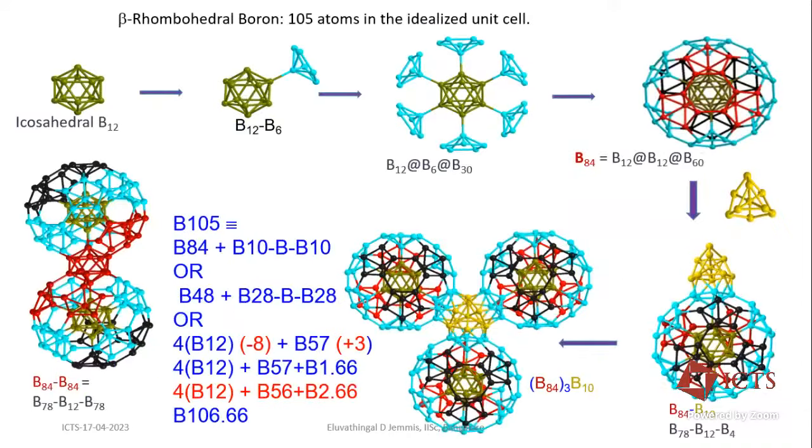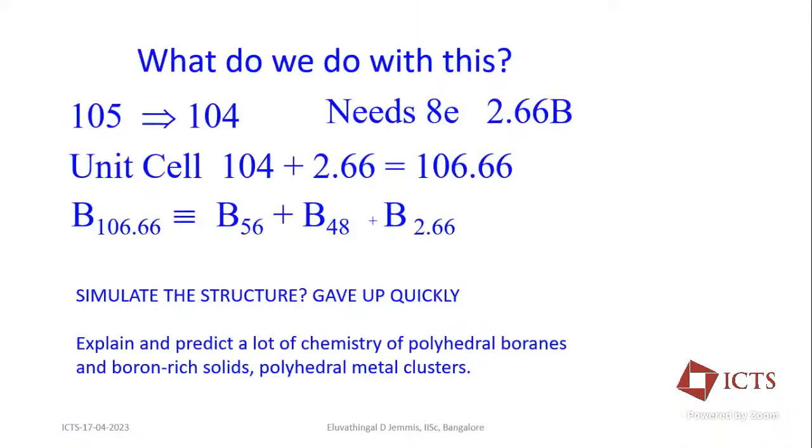So, we have this picture here. B106.66, which is decent enough. Now, what do we do with it? You could, of course, try to check whether this is true.